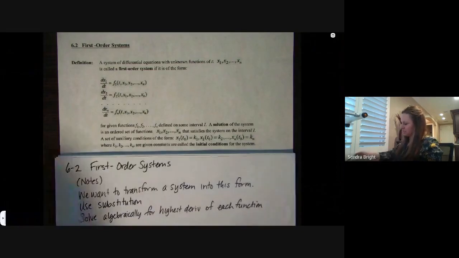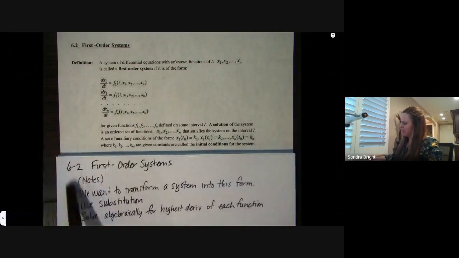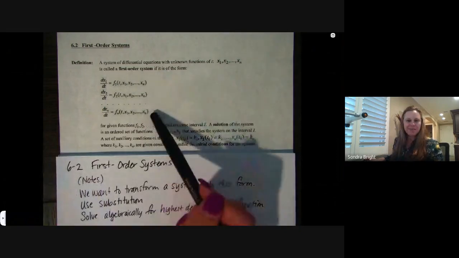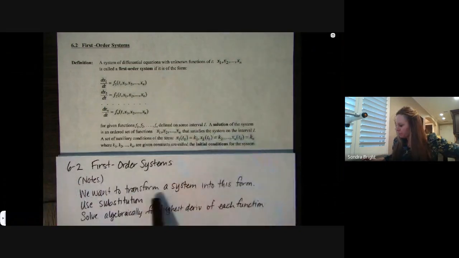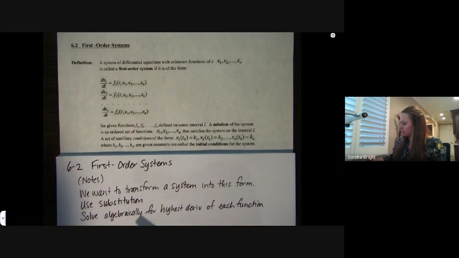Okay, so I didn't want to write all that, but feel free if you want to. Instead, I just wrote in my own writing, check out the notes, because this is the form that we're going to need everything in. What we want to do is transform a system into this form. We're going to use substitution to turn it into a first order system, and we'll solve algebraically for the highest derivative of each function. So let's just do an example and hopefully you'll see it makes sense.